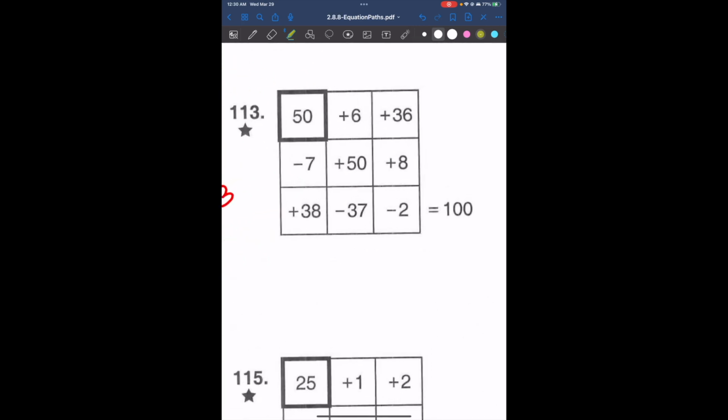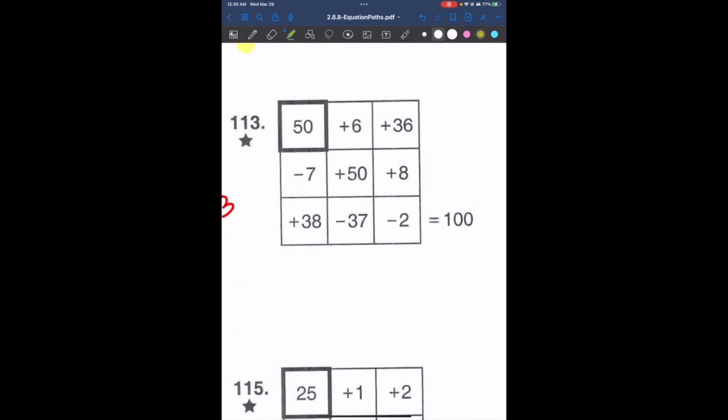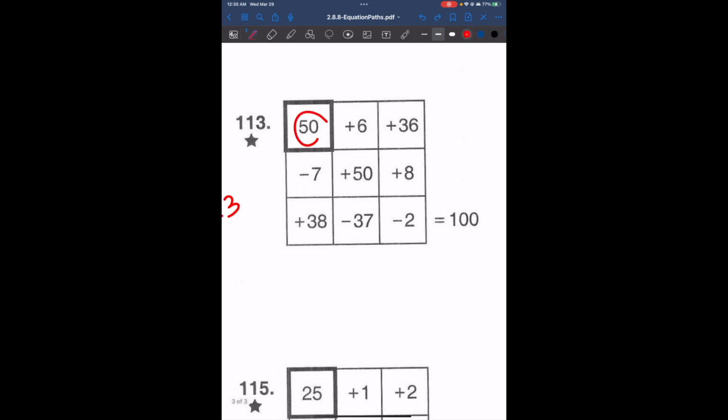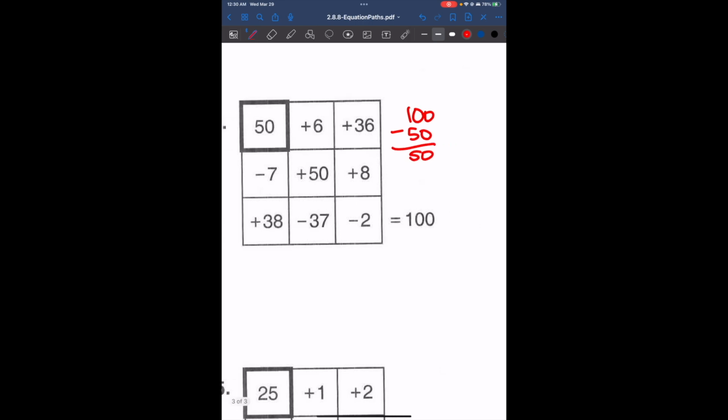Now we'll look at problem 113. We start with 50 and want to end with 100. So the path must be equal to 50, or the numbers involved in the path must add up to 50.